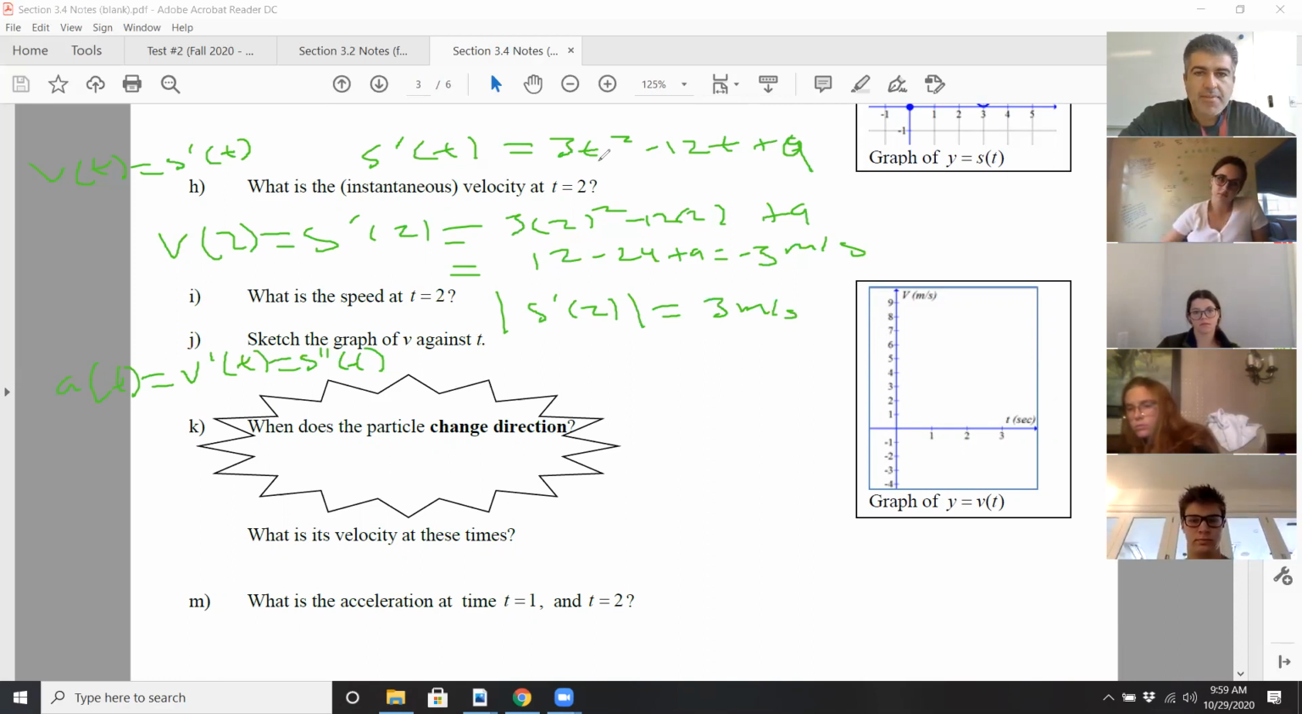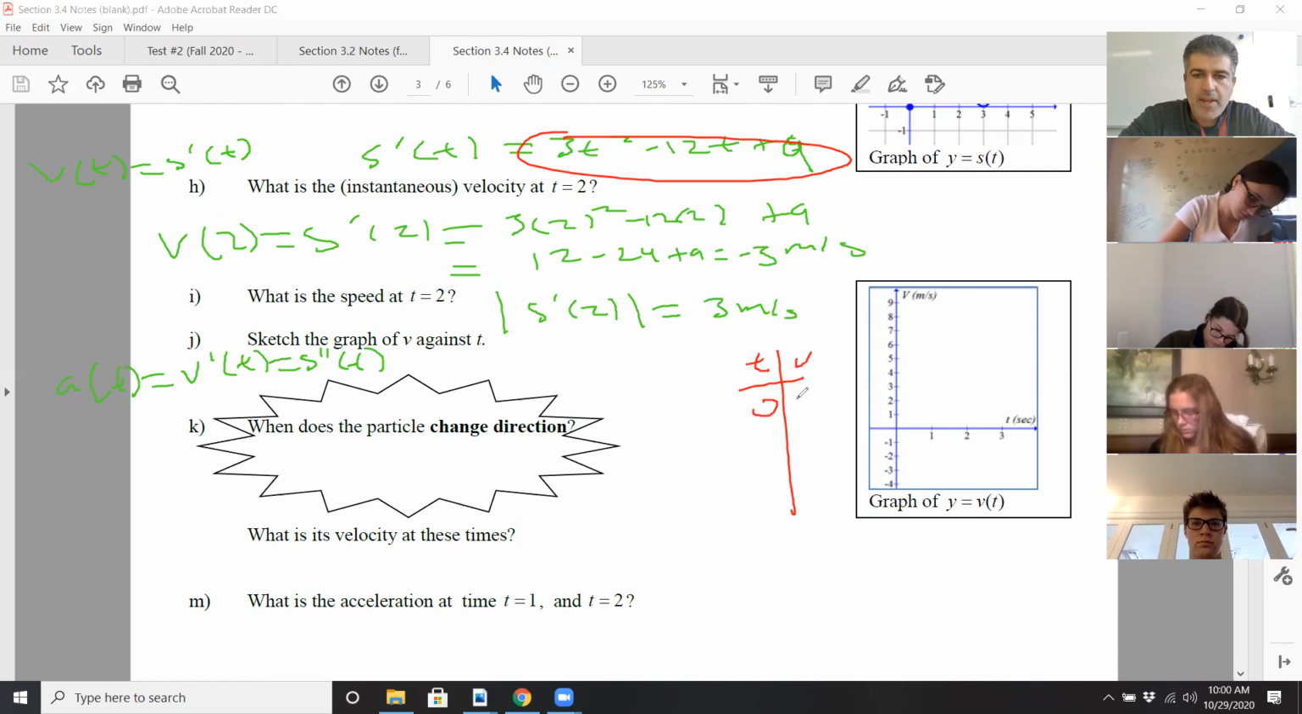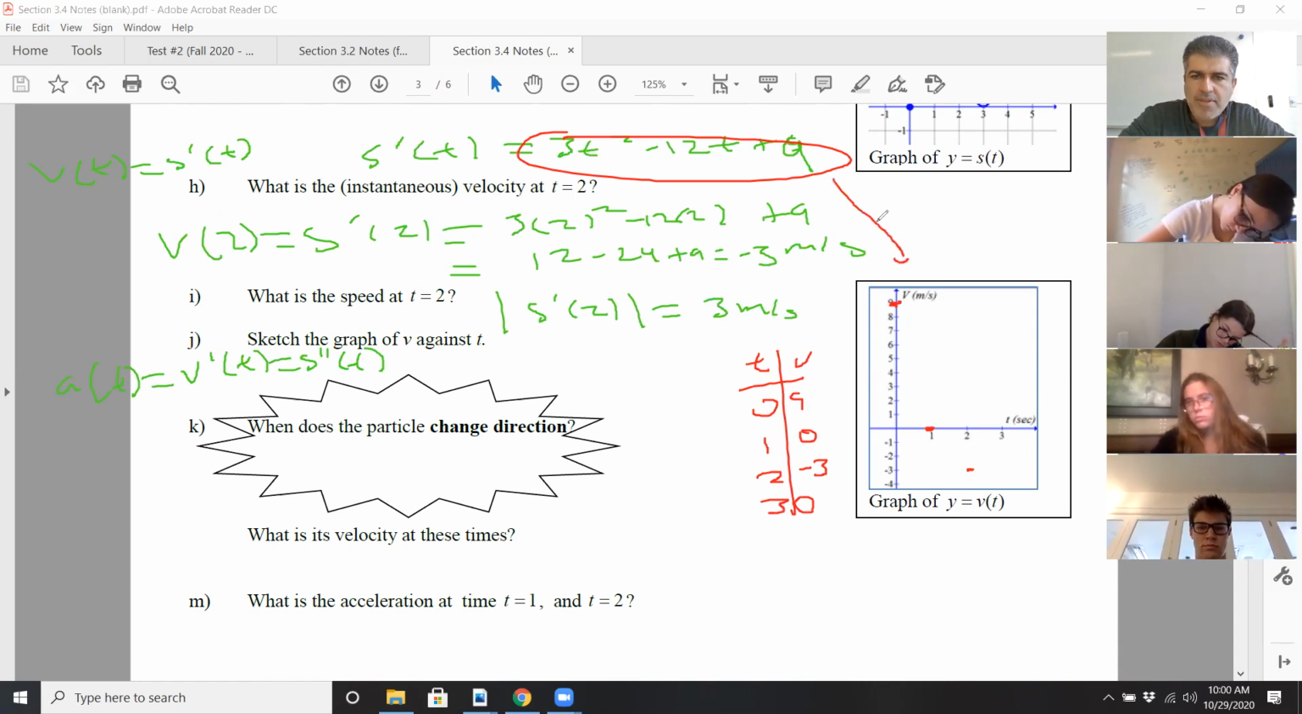So basically just sketching that, right? Obviously, if I make a table, that should be easy to do. If I plug in 0, I get 9. If I plug in 1, I get 0. If I plug in 2, I get negative 3, I think. Yeah, because you get 4, 12, of course, you get negative 3. If I plug in 3, I get 0. Remember, I'm plugging into the velocity function. So the velocity function looks like this.